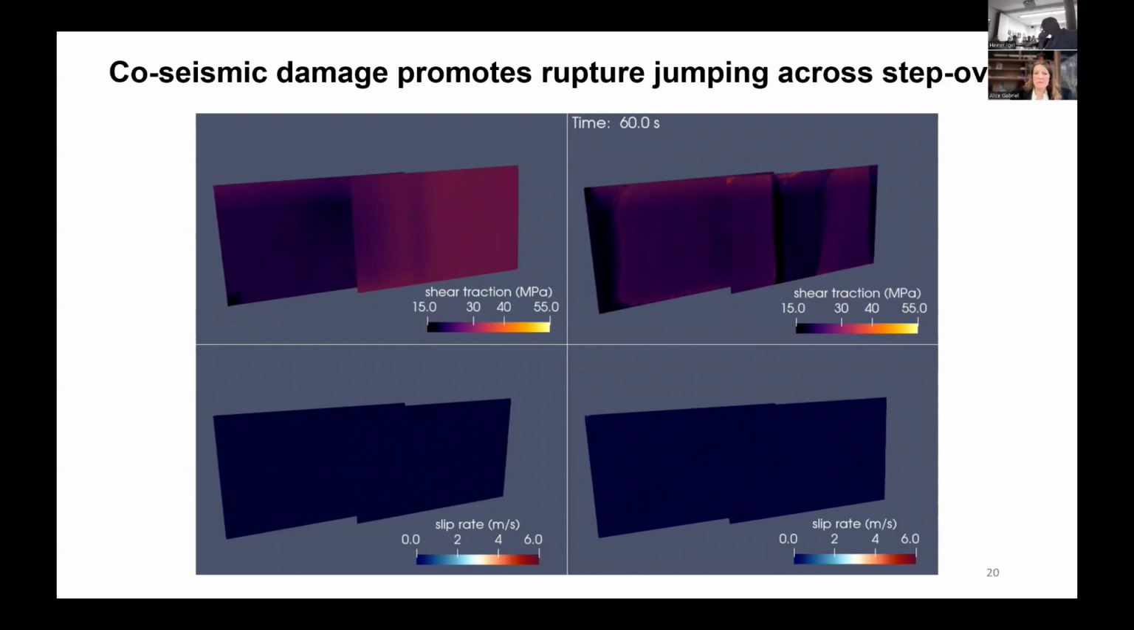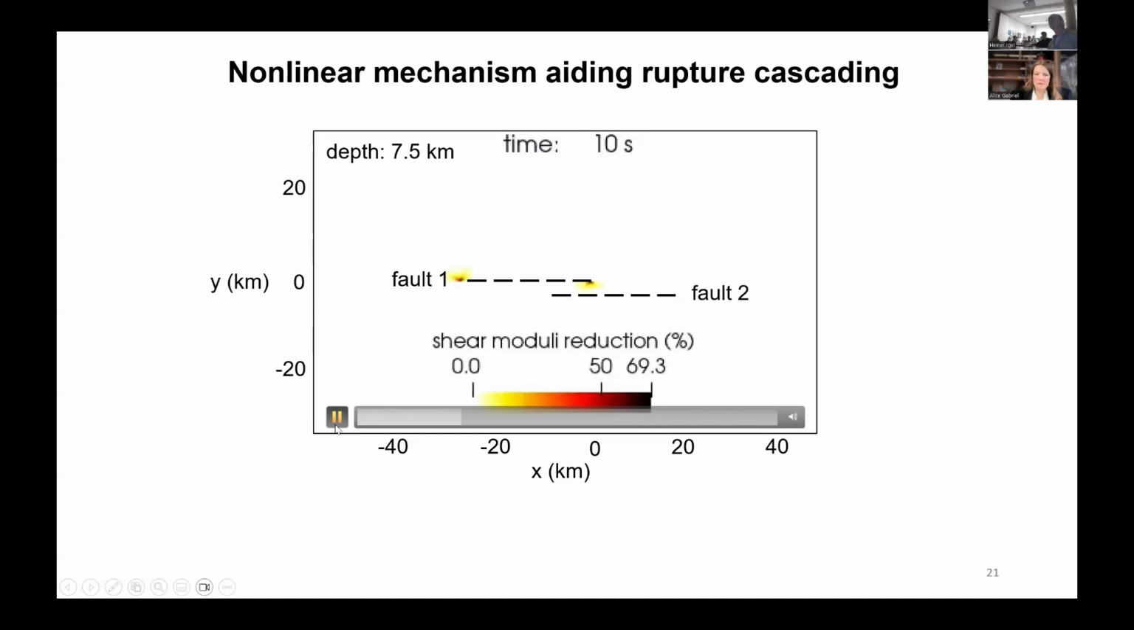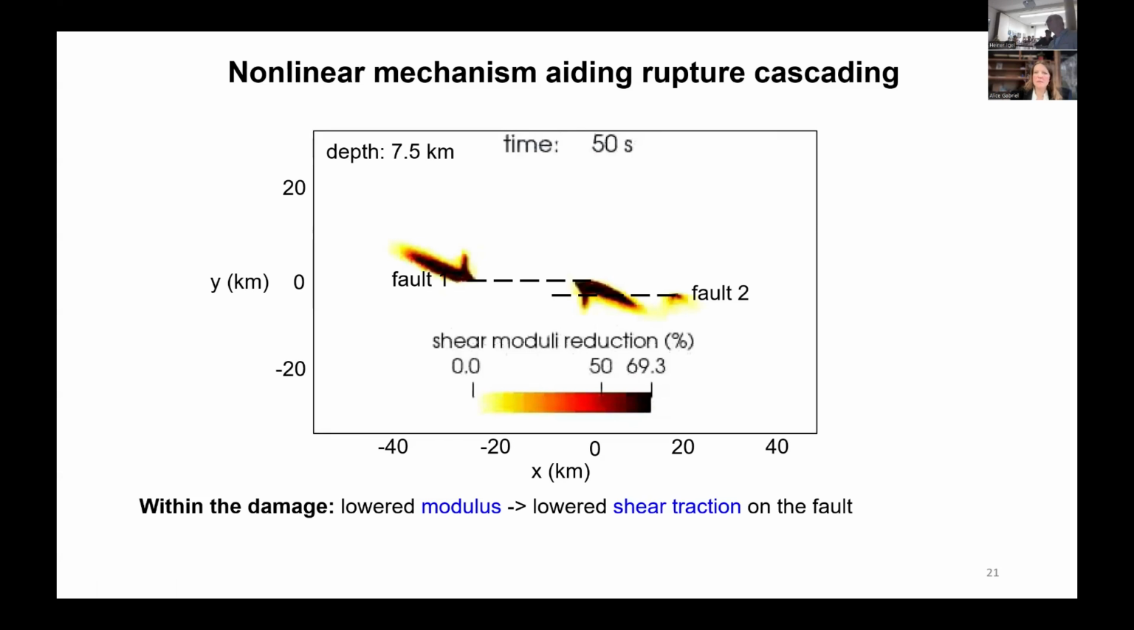And maybe you also want me to give a first-order explanation of this phenomenon. I think it's better to see it from another perspective. Here I show you the depth slice at 7.5 kilometers, and that's where the shear band is expanding from fault 1 to fault 2. Within this shear band, we have a lower modulus, and this lower modulus cannot support as high shear traction, so this traction needs to be distributed to its neighbors, and that's where the fault nucleates.